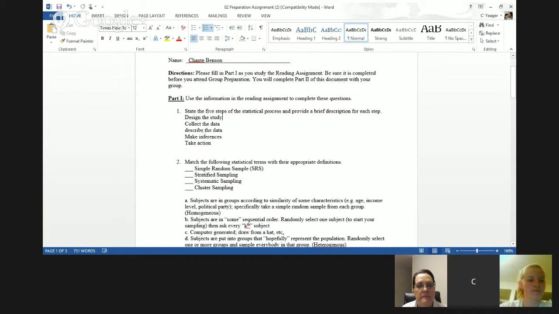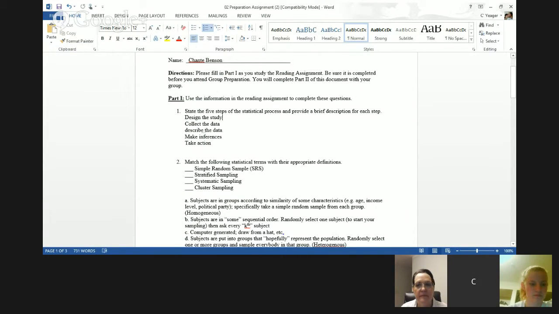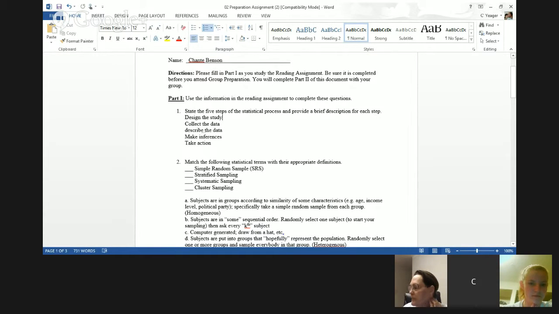If I can type today. Okay. So, a Johns Hopkins University researcher surveys all cardiac patients in each of 30 randomly selected hospitals. So that would be cluster. Yeah, that would be cluster.